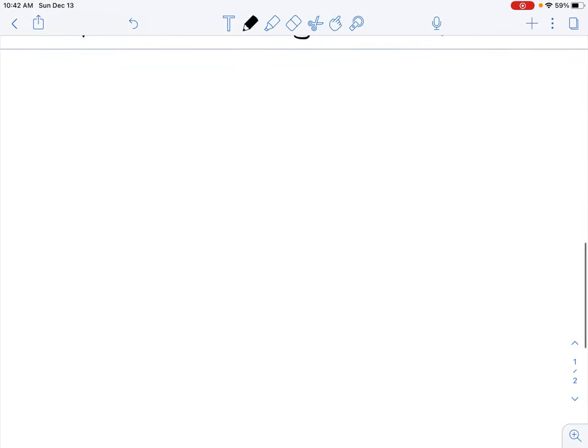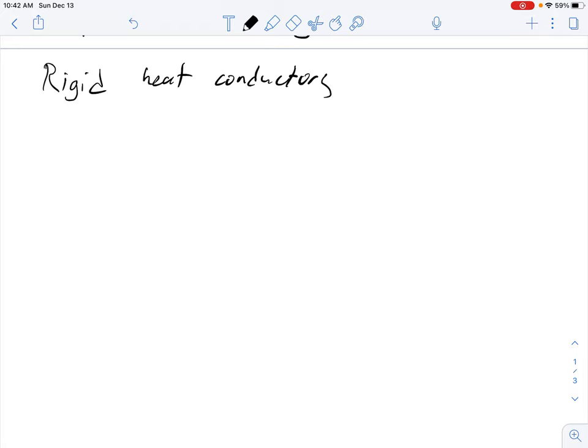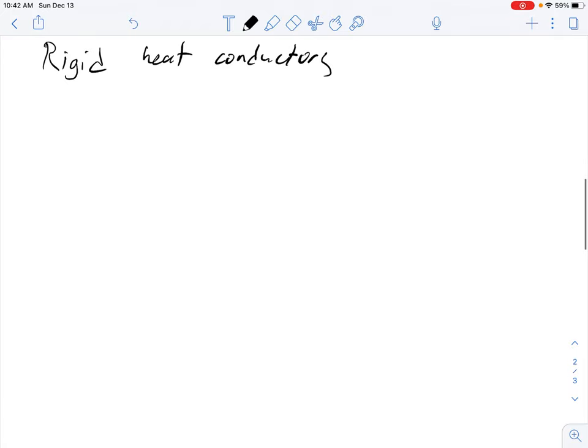All right, so now we're going to go through this process of developing and restricting a constitutive model. And we're going to do it for kind of the simplest case, or at least a very simple case. I suppose you could argue over which is the simplest case, but we're going to look at rigid heat conductors. So a rigid heat conductor is one that the material itself doesn't deform any.